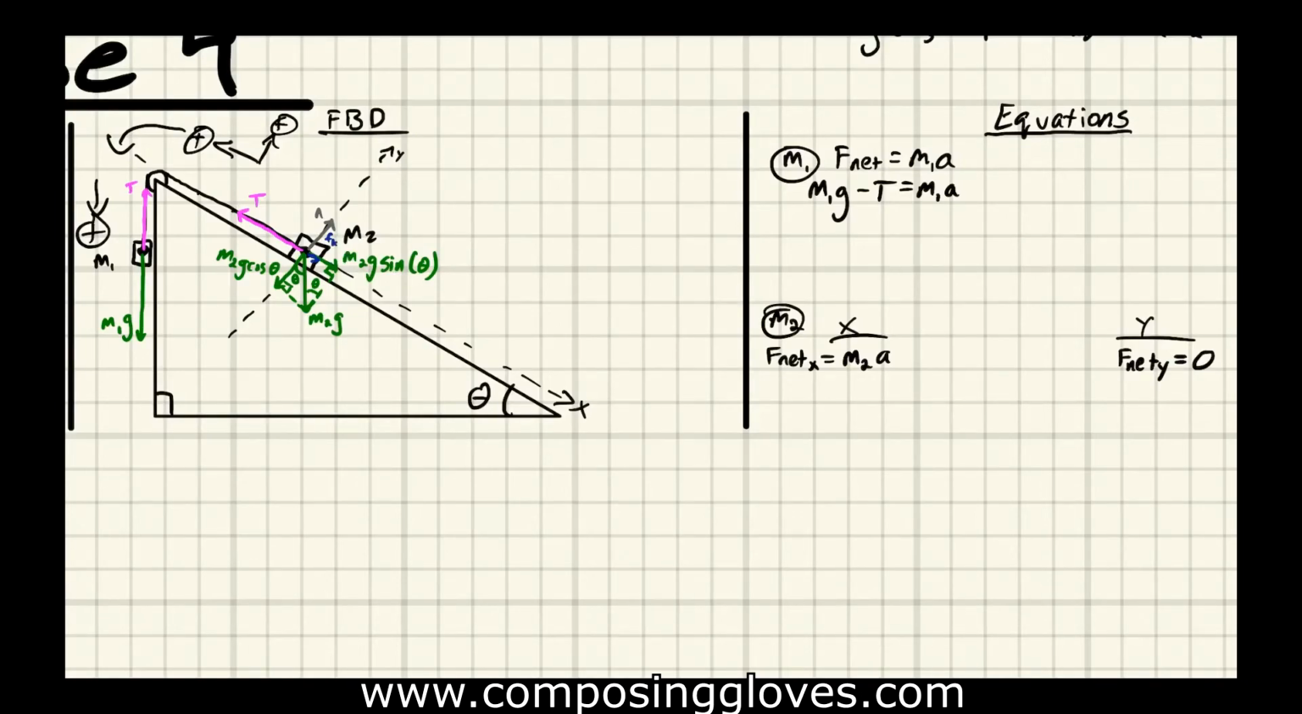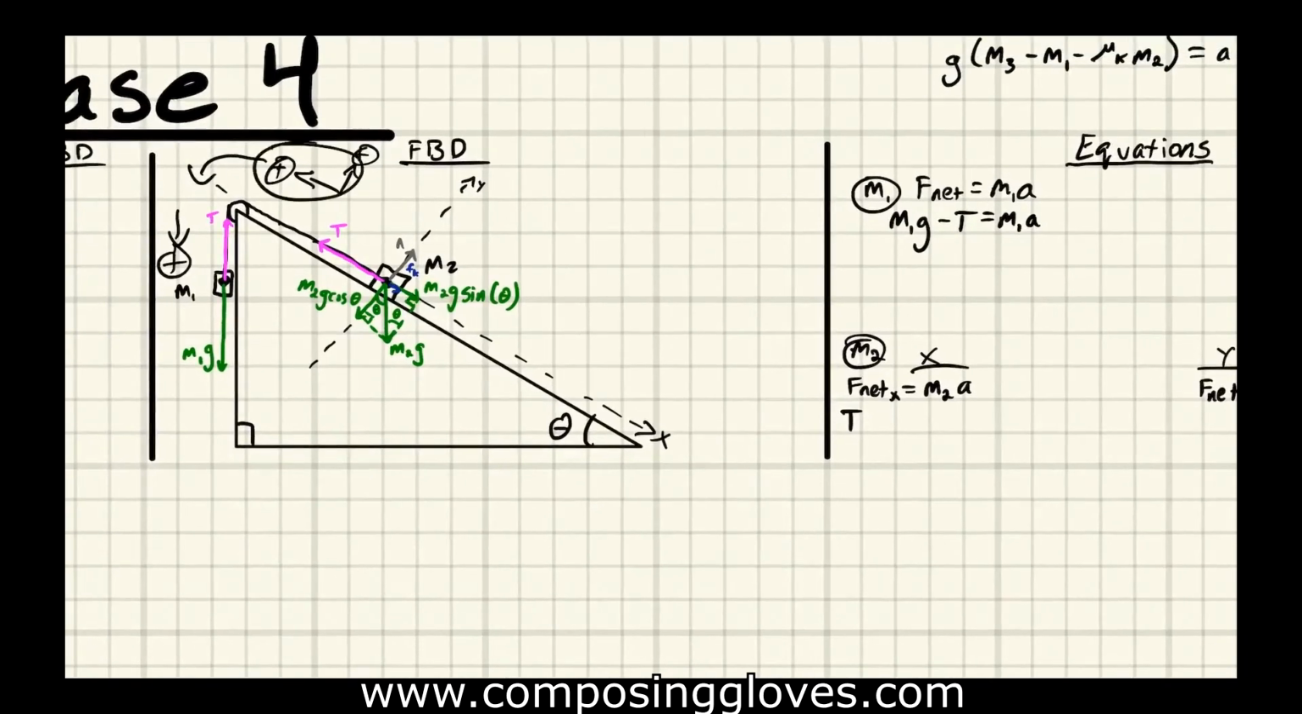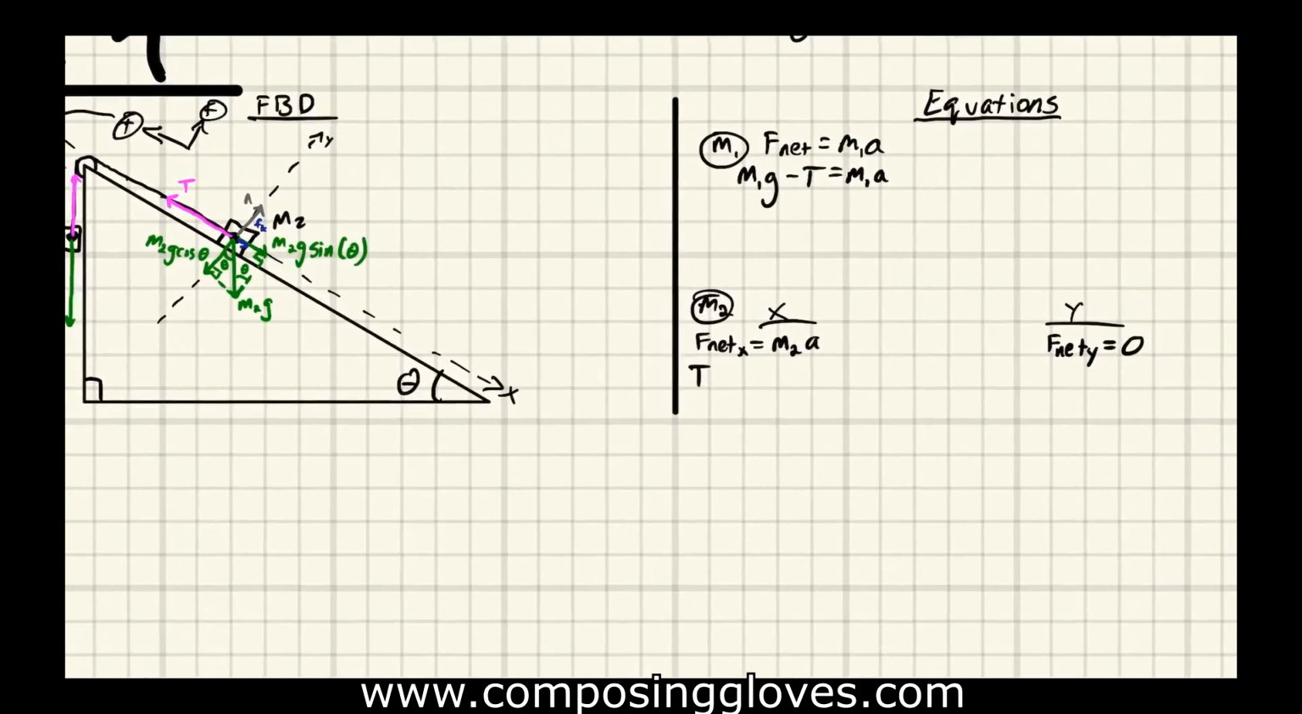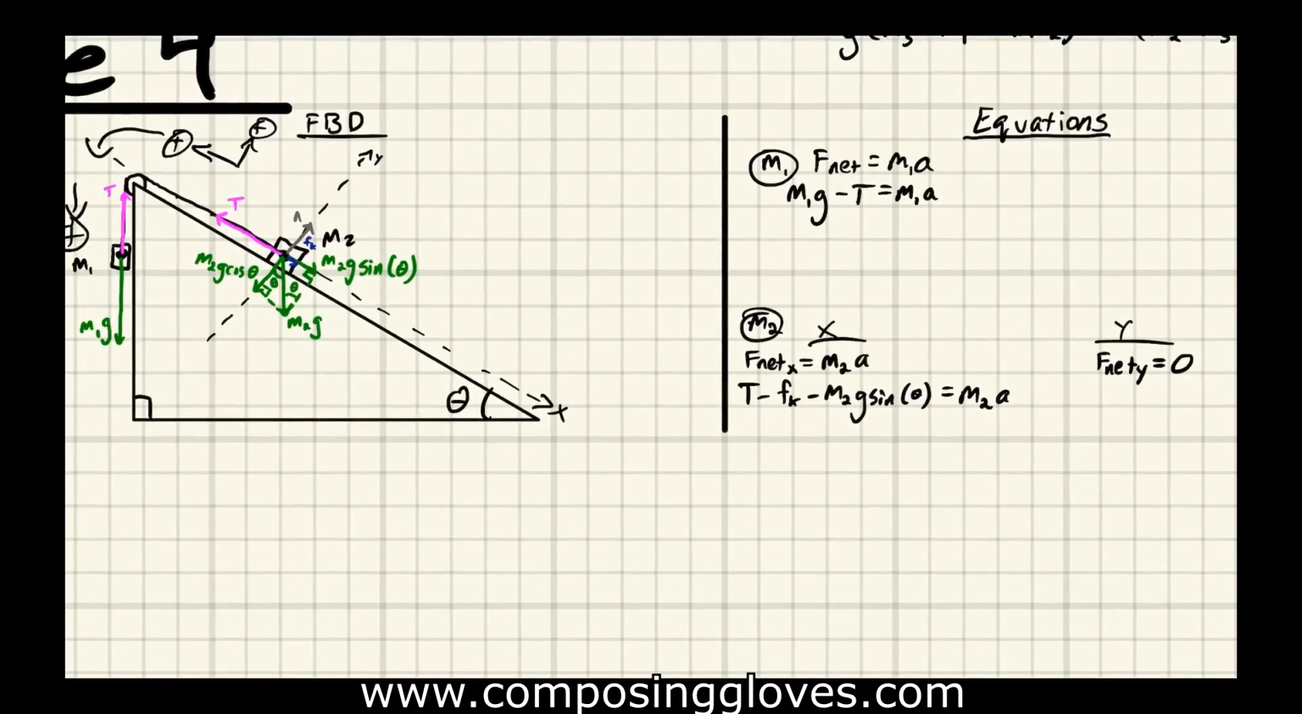So we say, okay, tension is going in the positive direction. Remember, we always have to write things in the positive direction. And that's going to be minus F sub K minus M2G sine theta. And remember, it's minus minus. That's equal to M2A. And it's minus minus, right? Because both of these forces are acting against our tension. So it's going to be minus them both.